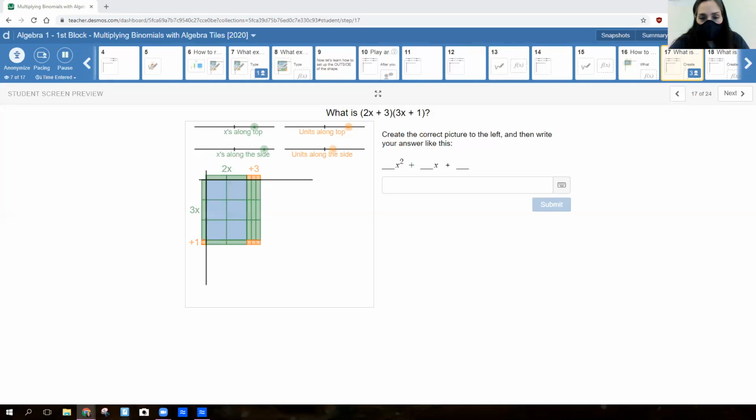Let's see how we're doing with that. Yeah, we're getting there. Okay, cool. So I see 1, 2, 3, 4, 5, 6. So 6x squared plus, how many green ones do we have? 1, 2, 3, 4, 5, 6, 7, 8, 9, 10, 11. So plus 11x and then plus 3. And go ahead and submit. Move on to slide 8 when you are ready.